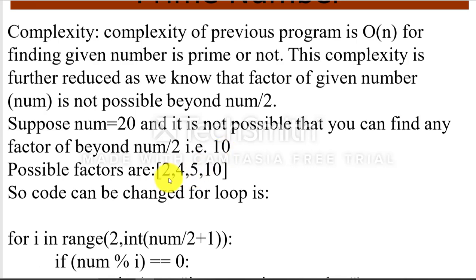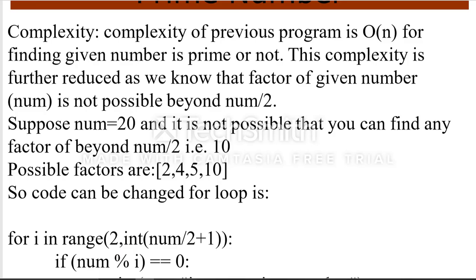So their possible factors are 2, which means 20 is divisible by 2. It is also divisible by 4, it is also divisible by 5, and it is also divisible by 10. So no factor will be found after num by 2. So we can reduce that program up to num by 2. In this case, num by 2 plus 1, and we can typecast to integer.